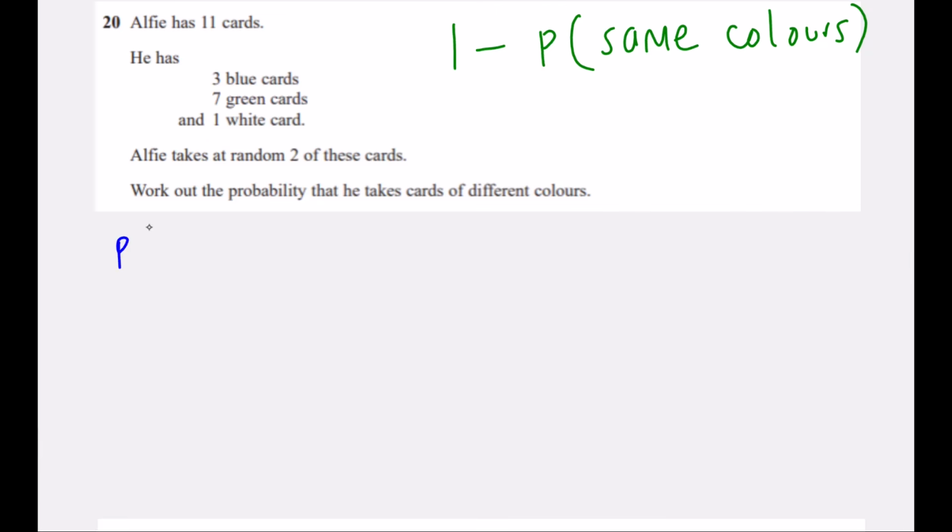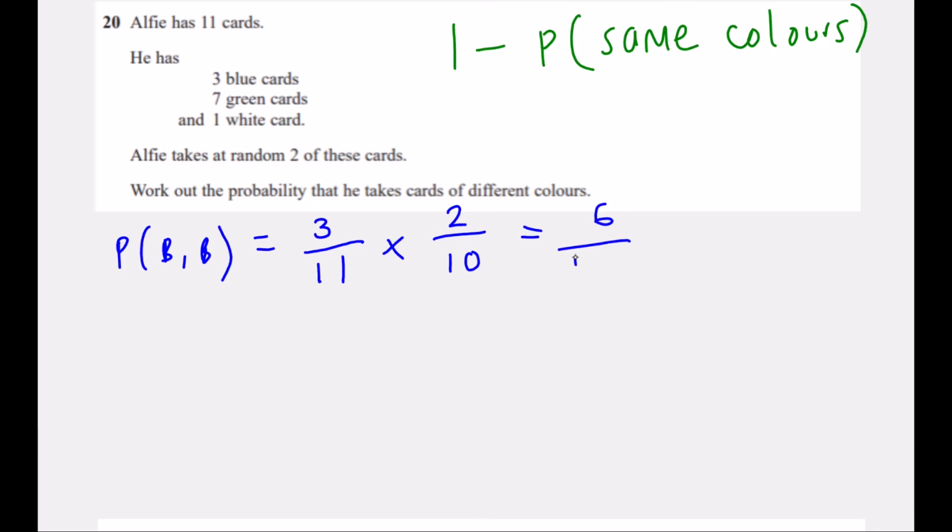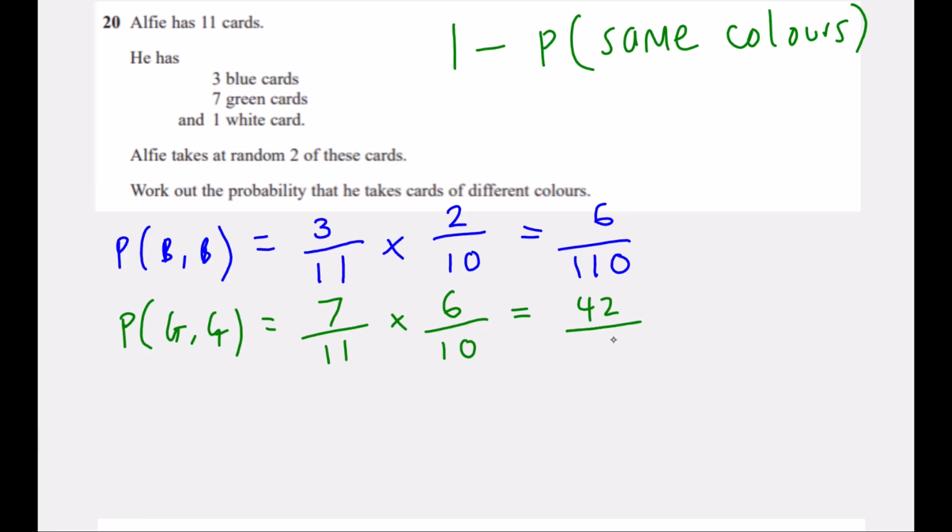So the probability of blue, then blue. The chance of getting a blue card the first time, there are 3 blue out of 11 in total. The second time, he's already got a blue, so there are 2 left out of 10 in total. So the chance of blue, blue is 6 out of 110. The probability of green, green. The first one, 7/11. The second one, if he's taken one, there's 6 left out of 10 cards. That'd be 42 out of 110.